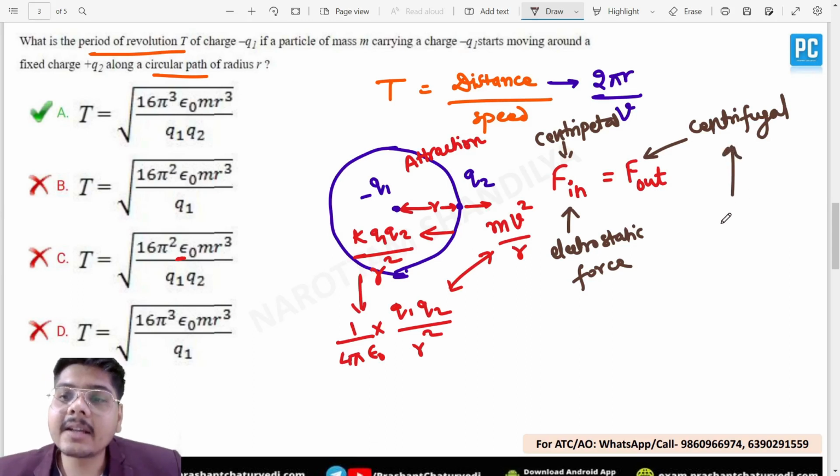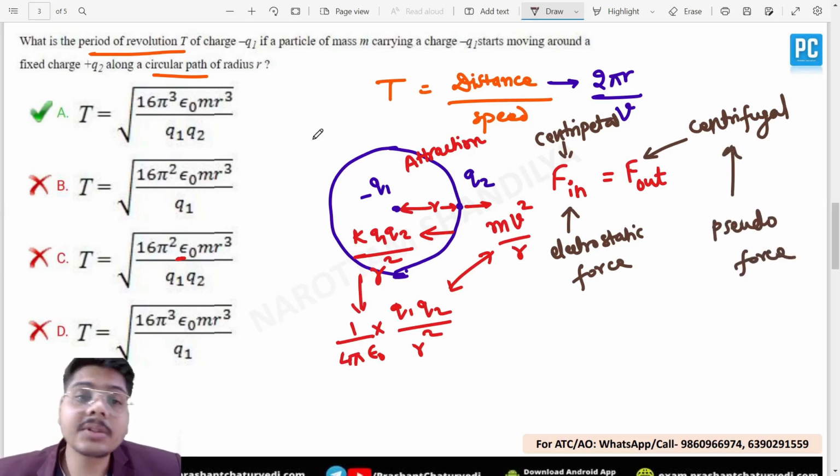So that's why we will interpret it as a pseudo force, because in the question they had given that it is in the circular path. So to remain in a circular path, there has to be an equal and opposite centrifugal force around the centripetal force. Okay, so if we are not able to find that, we simply interpret it as a pseudo force. That's it. Okay, so directly equate it.